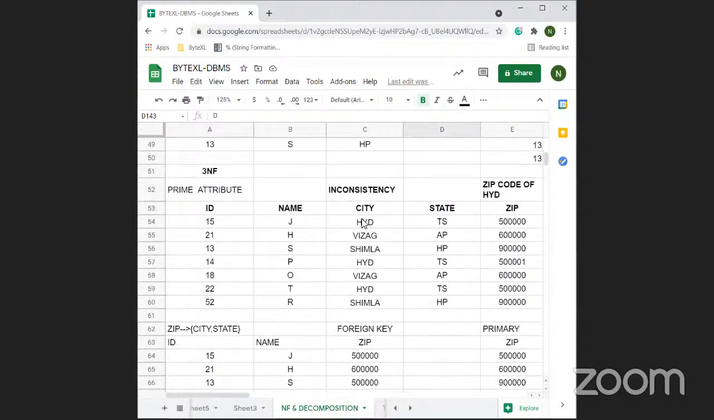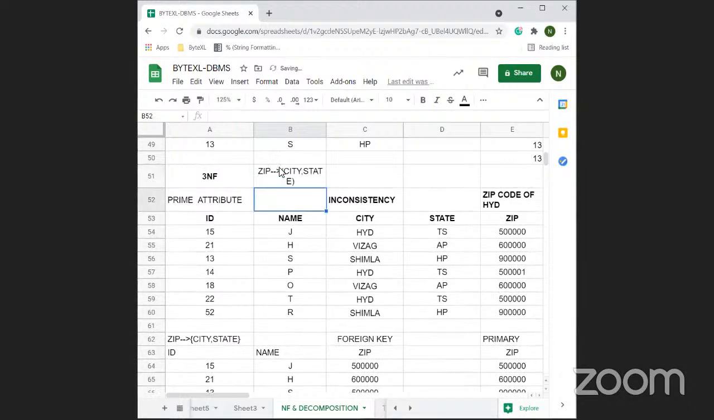Now, city and state are dependent on zip. That means one relation is, if I give you the zip code, you can definitely give me city comma state. Again, ID: if I give you the ID, you can still give me city and state. Now these are two relations available in our table. When I am decomposing this table, what is happening?